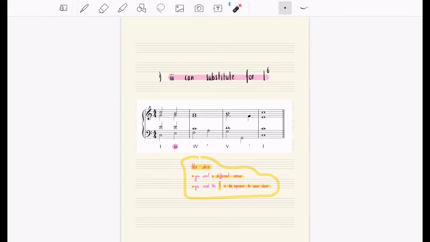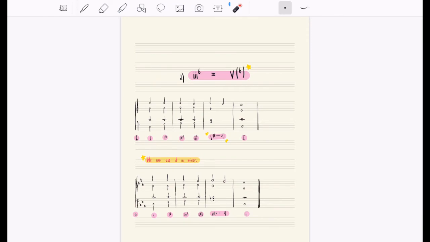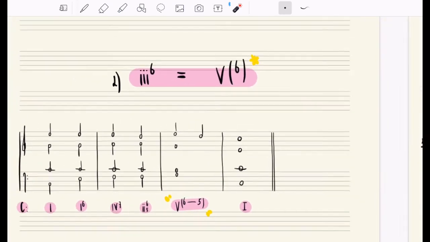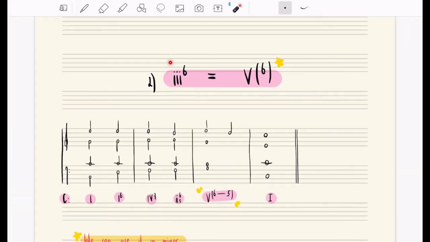Okay, let's move on to the first inversion of chord 3. As we said, chord 3-6 is the same as 5 with the suspension of 6. So 5, and then in the brackets, 6. Let's take a look at this chord progression. We start on the tonic, then we have the tonic in the first inversion.